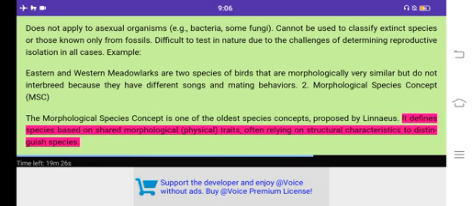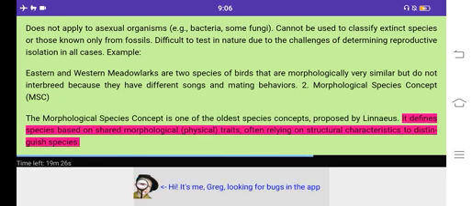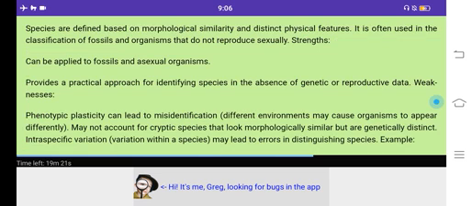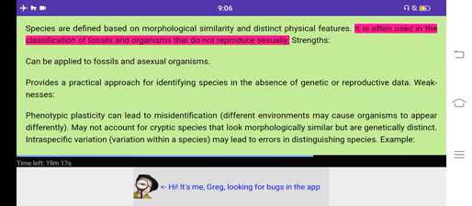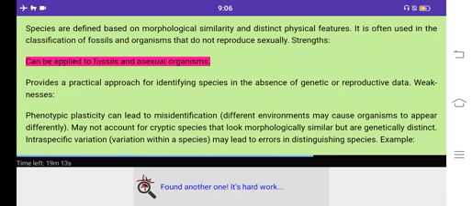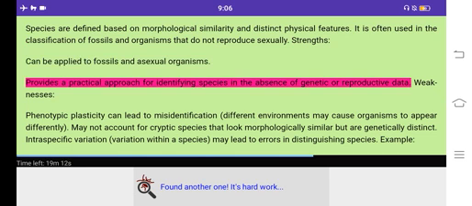It defines species based on shared morphological, physical traits, often relying on structural characteristics to distinguish species. Key features. Species are defined based on morphological similarity and distinct physical features. It is often used in the classification of fossils and organisms that do not reproduce sexually. Strengths. Can be applied to fossils and asexual organisms. Provides a practical approach for identifying species in the absence of genetic or reproductive data.